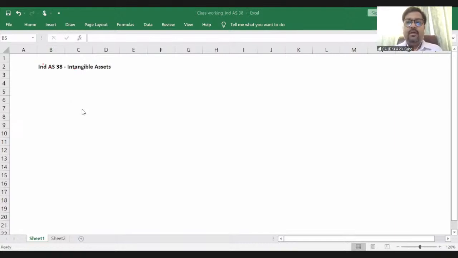What is the definition of asset? In Ind AS 38, we have discussed the objective part, right? We have discussed the objective part. We have discussed the scope part.